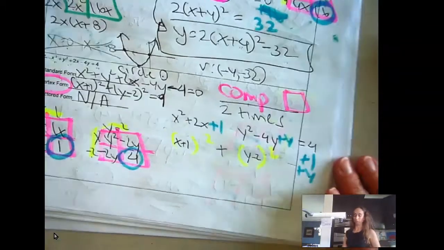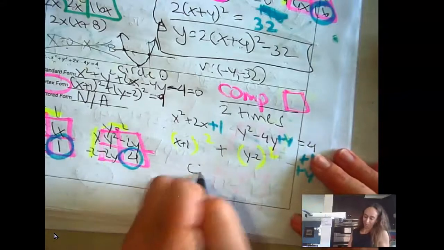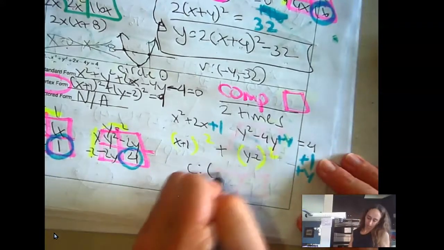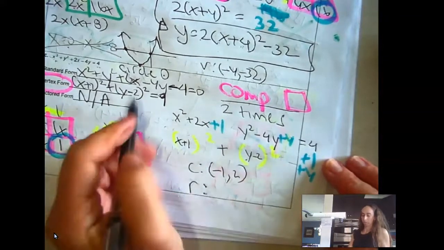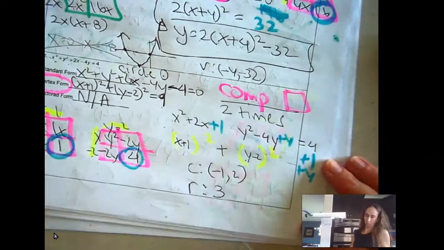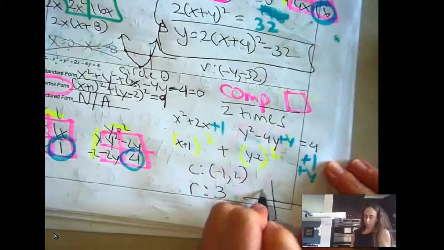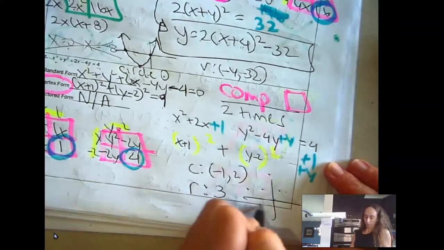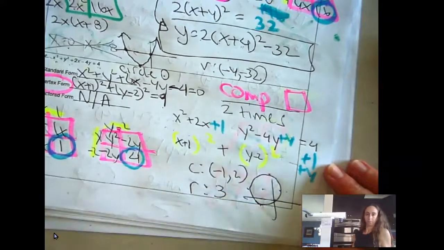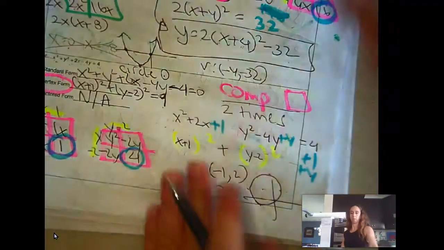All right, let's see how fancy you are. What would be the center? -1, 2. Do the opposite. What would be the radius? Take the square root. If I was to graph this, -1, 2, right 3, up 3, left 3, down 3, there's my circle. Okay? All right, let's turn the page.